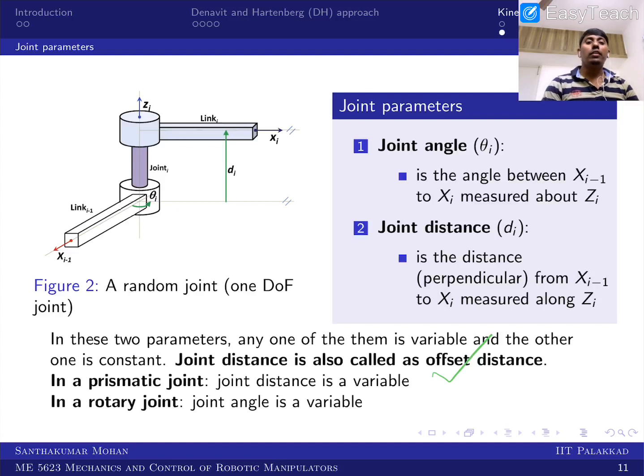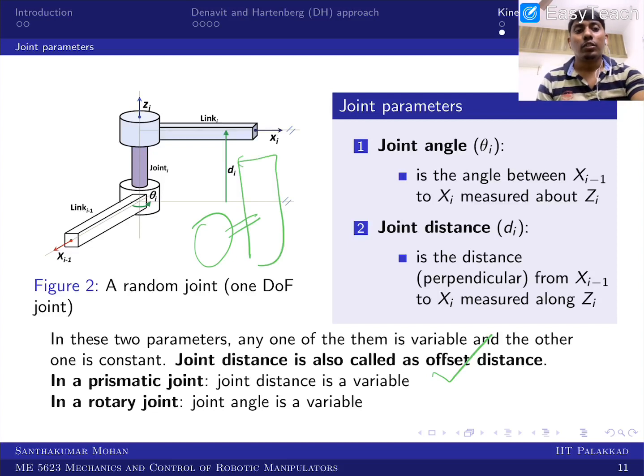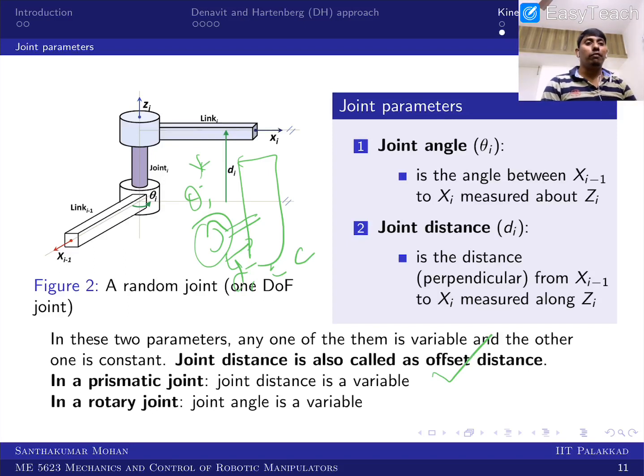In a rotary joint, the joint angle is variable because you are putting a rotary motor, and the distance between one link and another link is fixed. In the sense, this is your motor case, this is your shaft length, and this is another body. So for example, you take this motor and attach it with the link. Now this distance is fixed, and this is the rotation angle. So theta i is variable and di is constant. This is what we are defining.